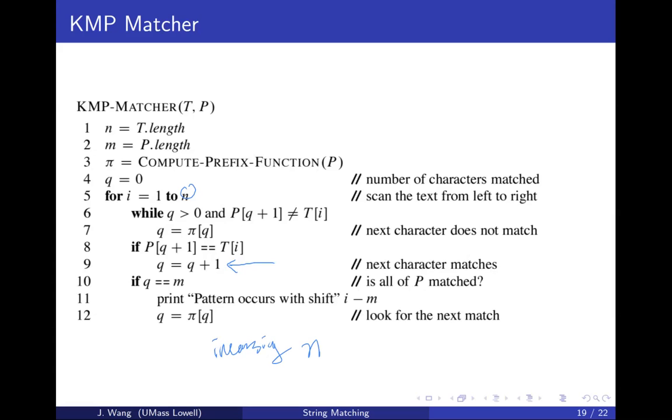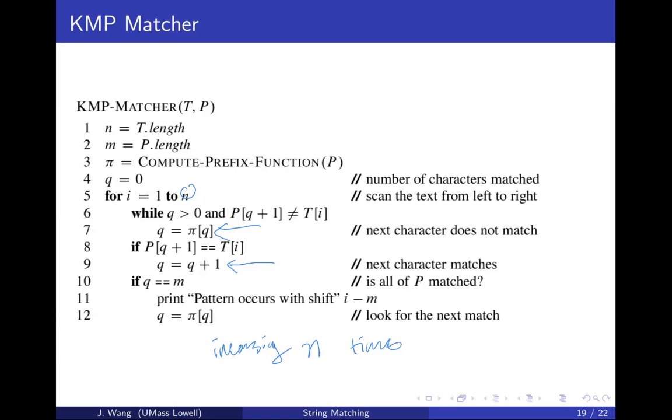Okay, and Q could also be decreased. So once again, increasing is at most n times, each time by 1, right? So increase by 1. And decreasing, each time maybe decrease more than 1, but the total number of decreasing cannot be more than the number of increasing. So again, that's n increasing operations and n decreasing operations. So this is linear time. Okay, so that's it. So that's the KMP algorithm.